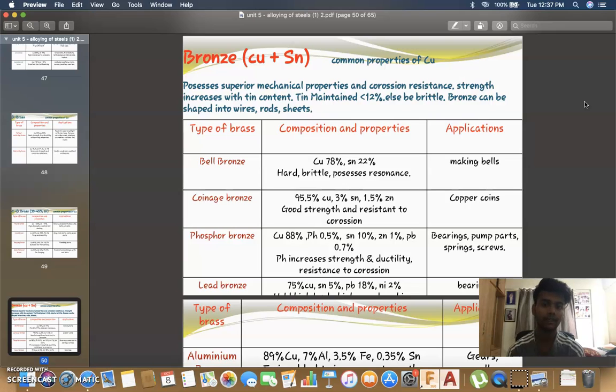Coinage bronze is 95% copper, 3% tin, and 1.5% zinc, which, as the name says, is used for copper coins. And phosphor bronze is 88% copper, 0.5% P, 10% tin, 1% zinc, and 0.7% lead. P increases strength and ductility and resistance to corrosion. Lead bronze: 75% copper, 5% zinc, tin, 18% lead, 2% nickel, which is used in bearings.